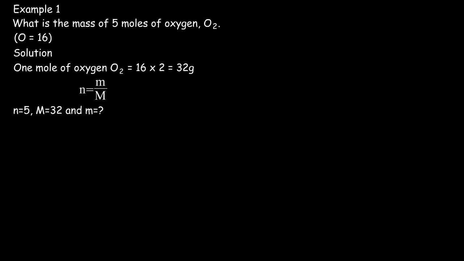So doing so, m will be equal to n times capital M, if we cross multiply from the formula n is equal to m over capital M. So small m will be equal to 5 times 32, which will make m equal to 160 gram.